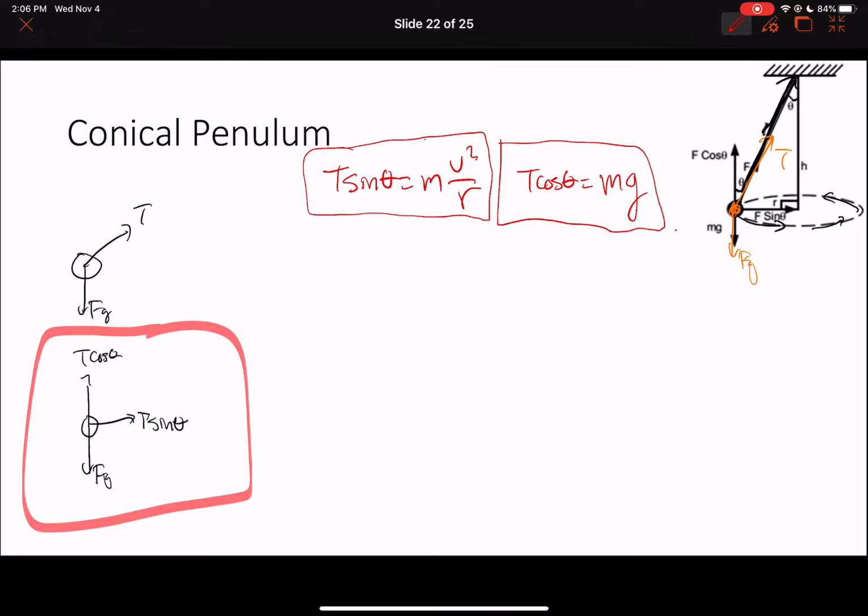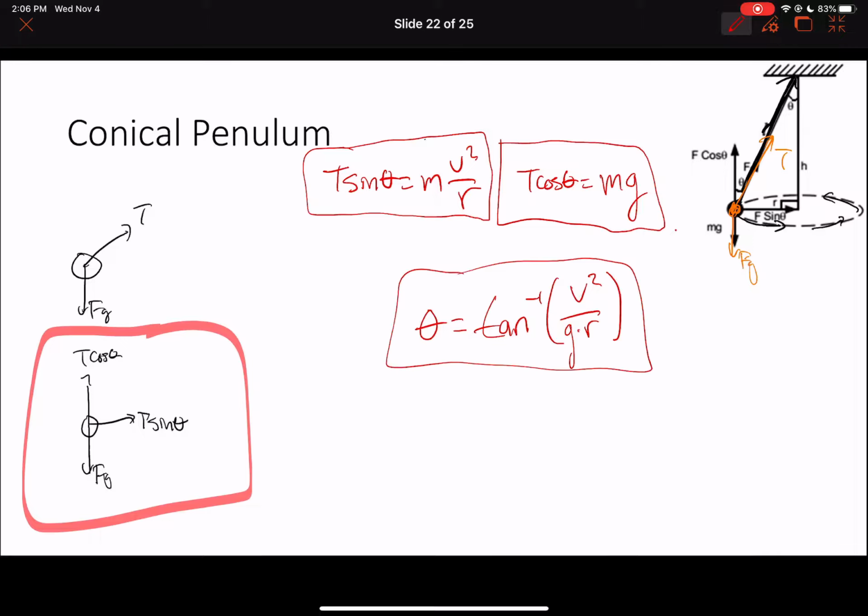And then, of course, there's that third equation for the angle. If you're trying to find the angle itself, it's equal to inverse tangent of v squared over g times r. Same equation as last time. Pause here and copy them down.